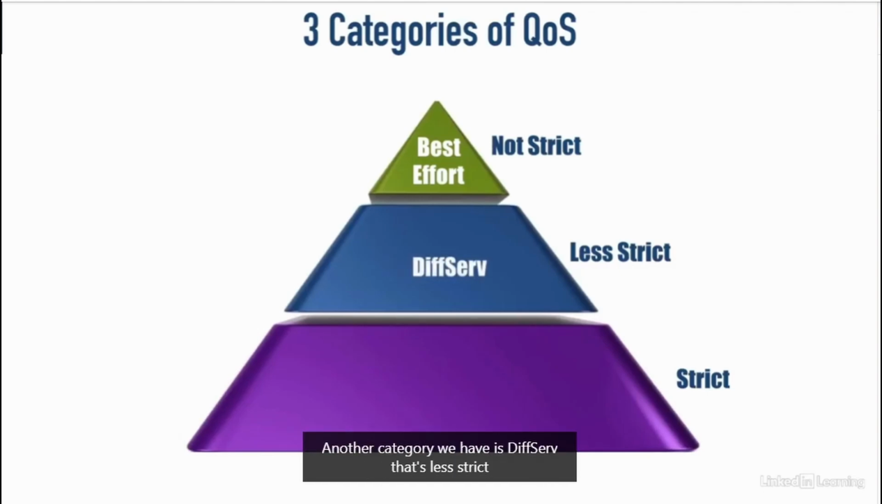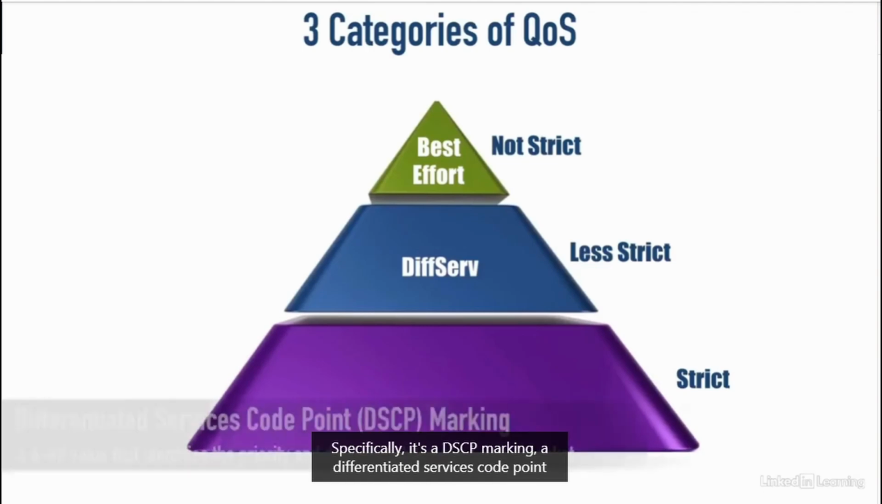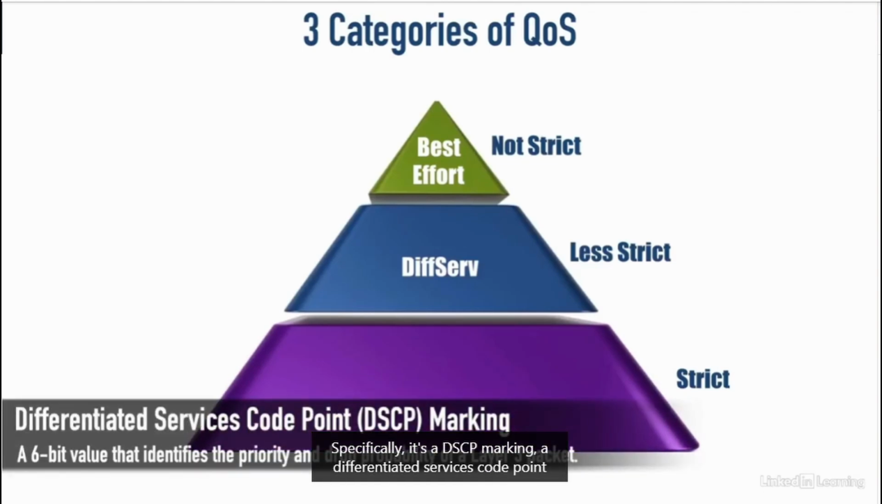Another QoS category we have is DiffServ. That's less strict than our most strict, which is the bottom we'll talk about in a moment. But DiffServ is short for differentiated services. This is typically what we're going to be using in our enterprise networks. We're going to mark traffic with a DiffServ marking. Specifically, it's a DSCP marking, a differentiated services code point marking that's going to identify the relative level of priority and drop probability for a packet.